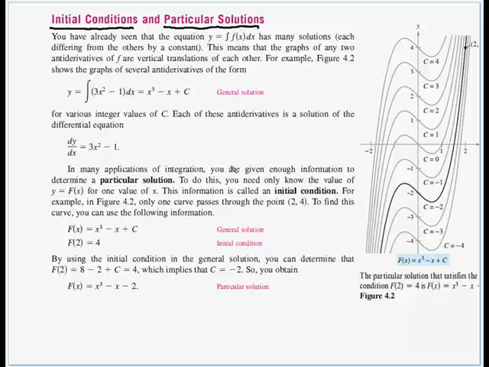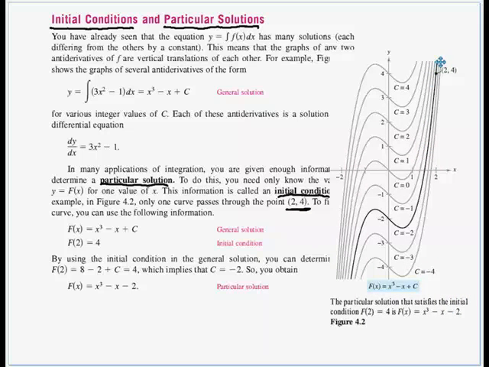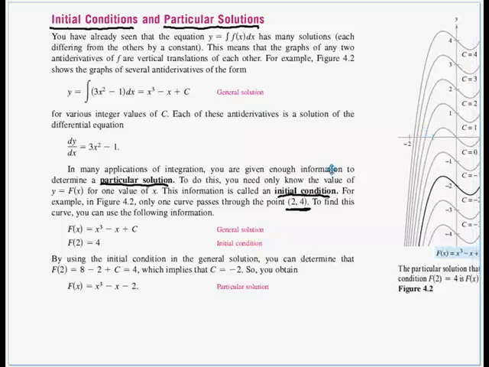In many applications of integration, we're given enough information to determine a particular solution. To do this, we need to only know the value of y equals f of x for one value of x. This information is called the initial condition. For example, in figure 4.2, only one of the curves passes through the point 2,4. Here's the point 2,4, only one of the curves passes through there. That's sort of how we nail down a particular solution that has this particular condition.